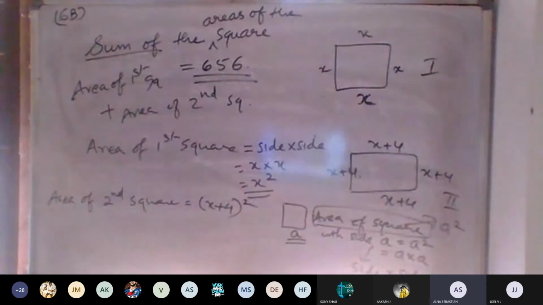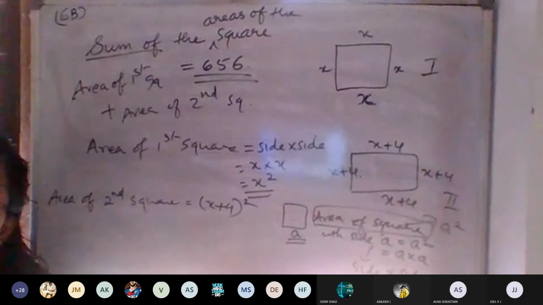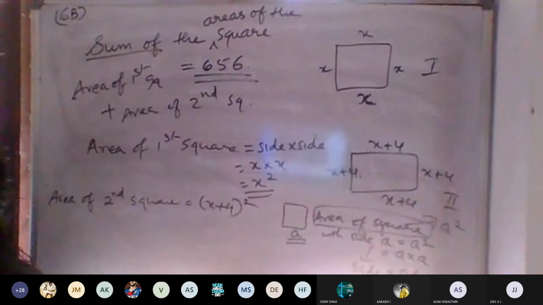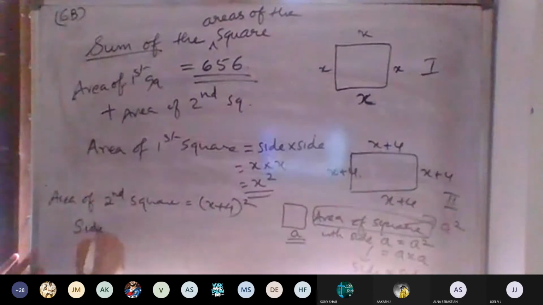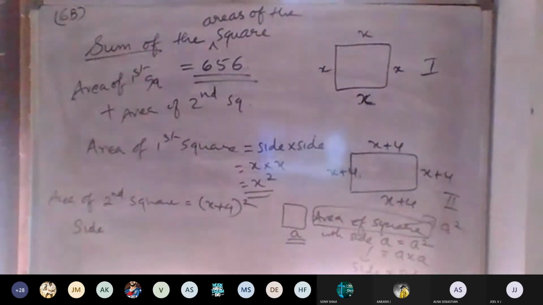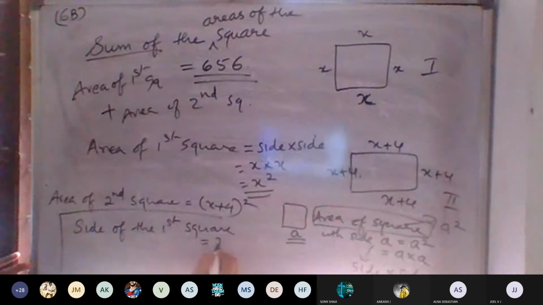Then write down. Side of the first square is equal to x, given. Ma'am, this is the 9th one. No, 8th one. Okay, ma'am. Two squares having sides x centimeter and x plus 4 centimeter. This one you have to write first. Side of the first square is equal to x.